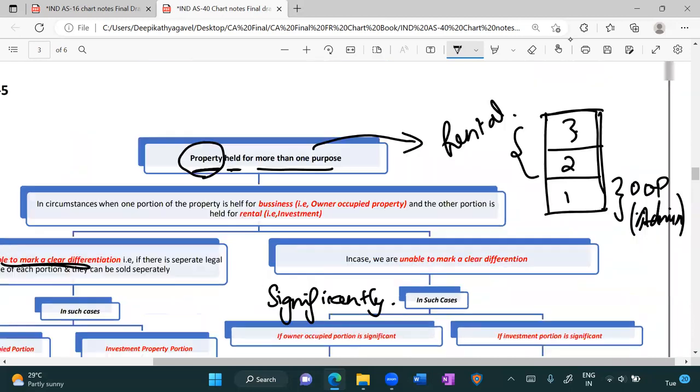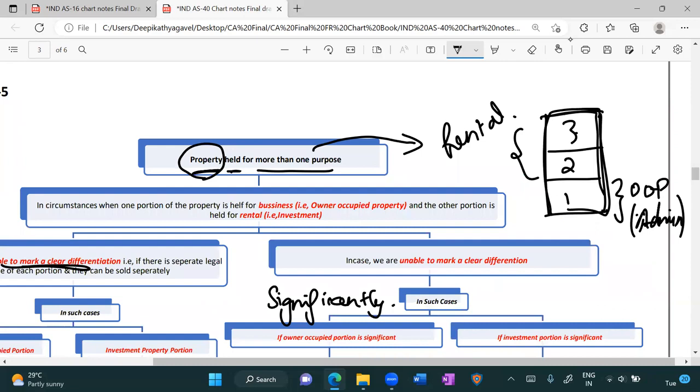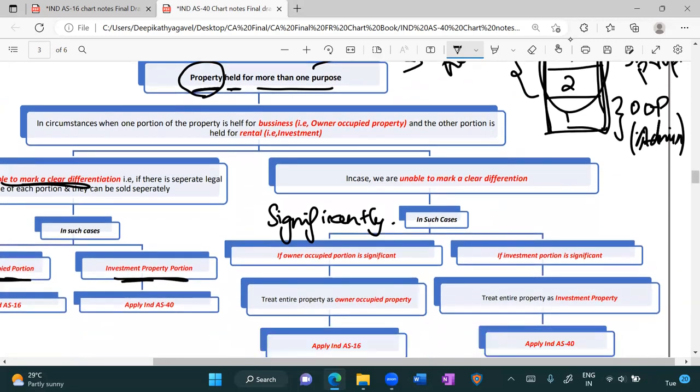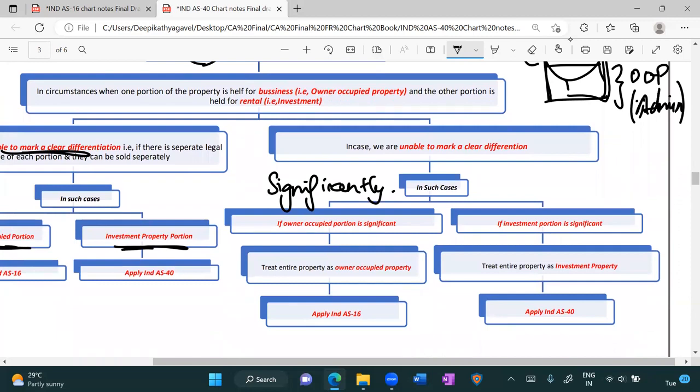If in the building, let's say in my example, there are 3 floors and 2 floors are given for rental and only 1 floor is being used for owner occupied, so 2 floors form the majority, which is given for rental. Rental means it is given as an investment property. So the standard says, in case you are not able to mark a clear differentiation, then you will go with significancy. If the investment property is significant, then for the entire property, Ind AS 40 will apply. Then the entire property will be treated as an investment property, and Ind AS 40 will apply.